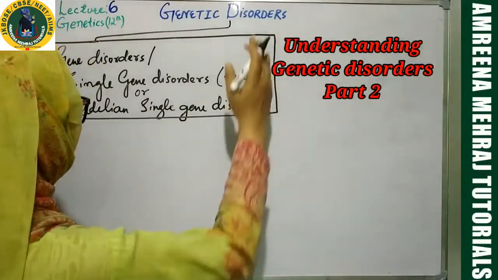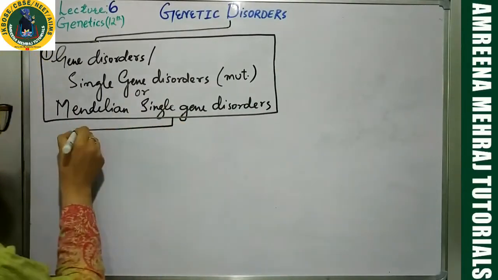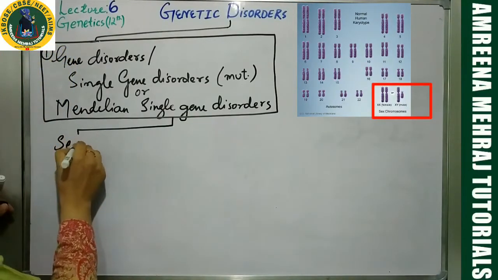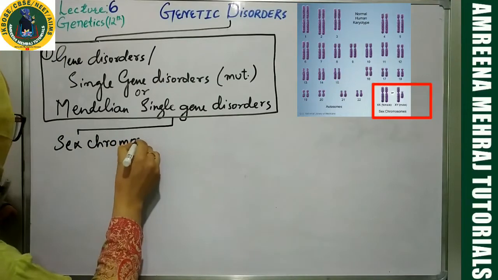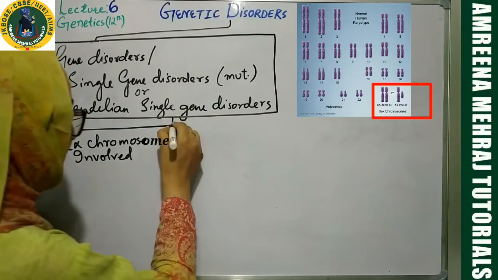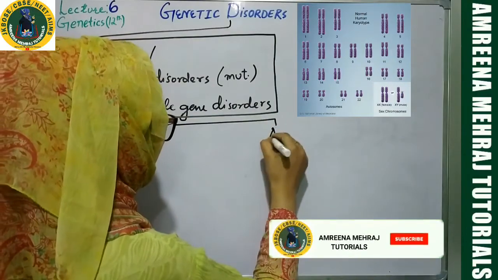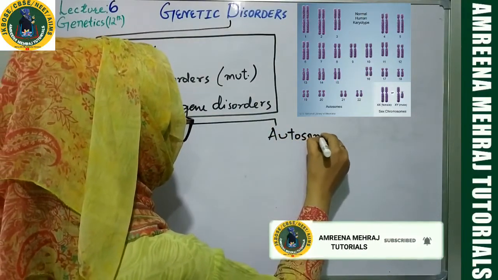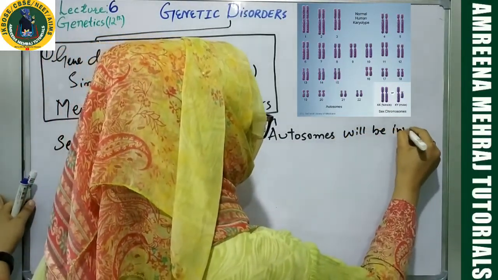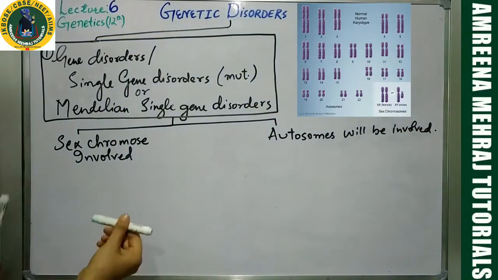Now some of these disorders will involve mutation in sex chromosomes. In some of these disorders, a sex chromosome will be involved. In other such disorders, your autosomes will be involved. Pay attention. If a sex chromosome is involved, what do you call these disorders then?